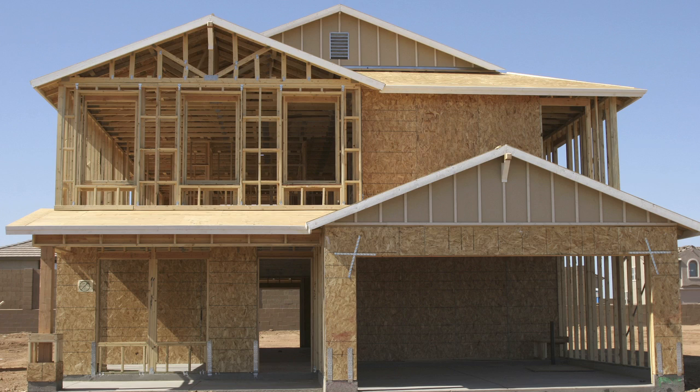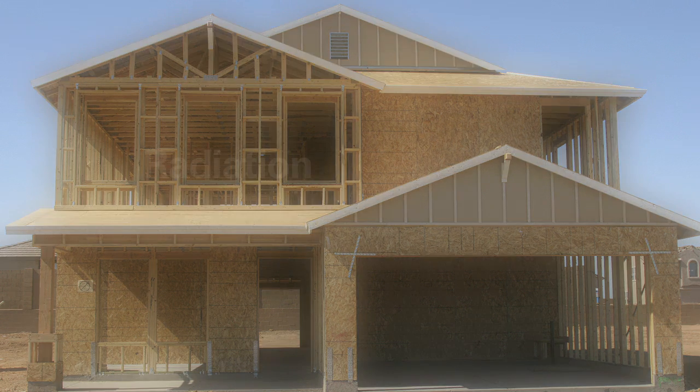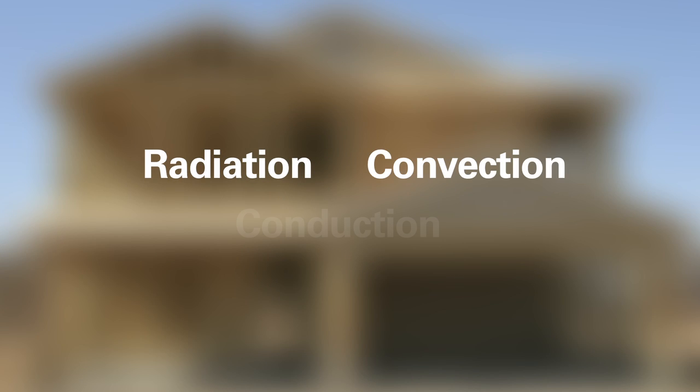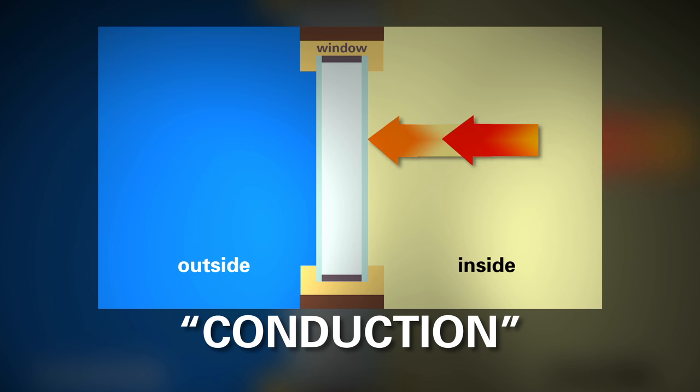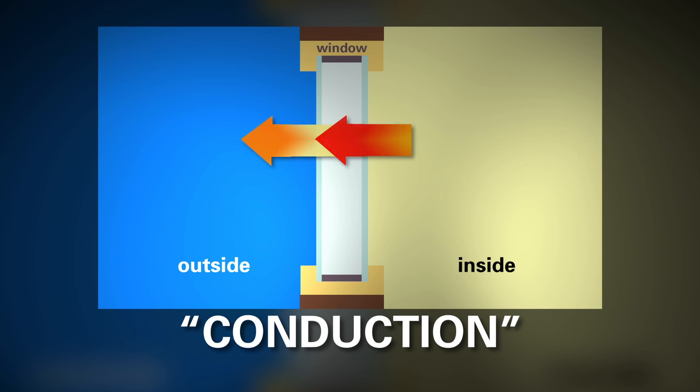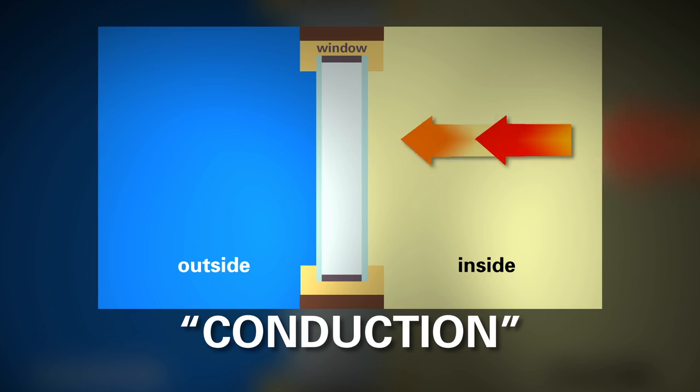3 forms of heat transfer exist in our built environment: radiation, convection, and conduction. As we have already learned, the house gains energy through radiation from the sun and loses energy through convection in winter. Conduction is the transfer of heat through a material where there is a difference in temperature. Heat by conduction moves from hot to cold.